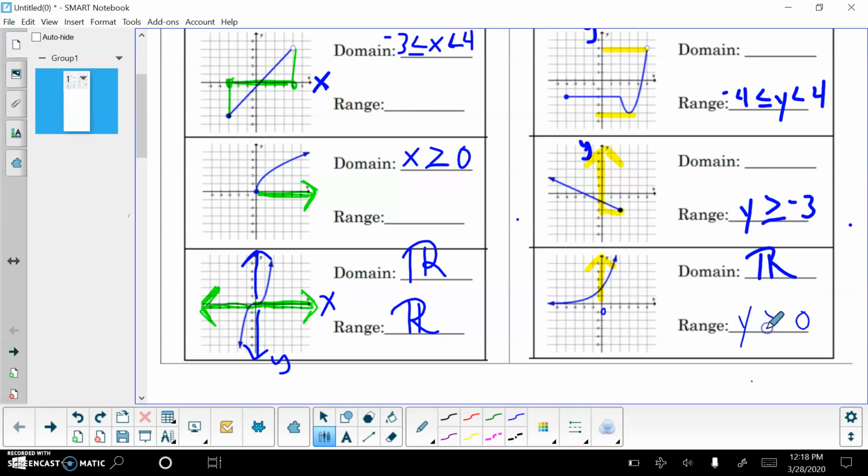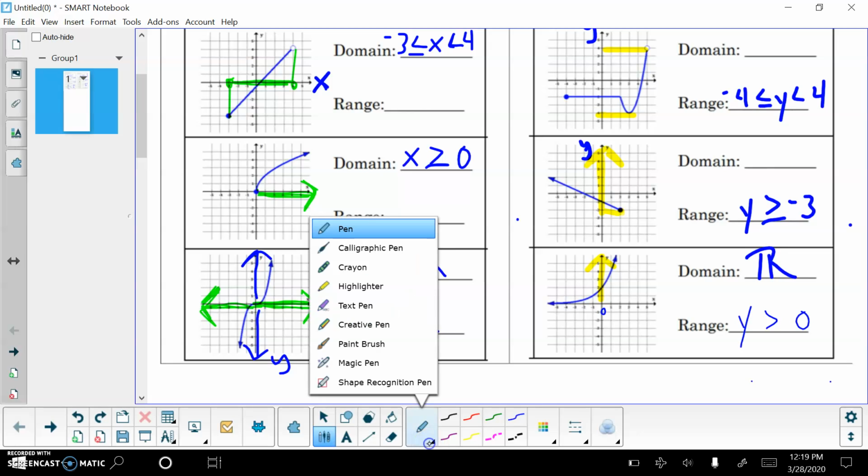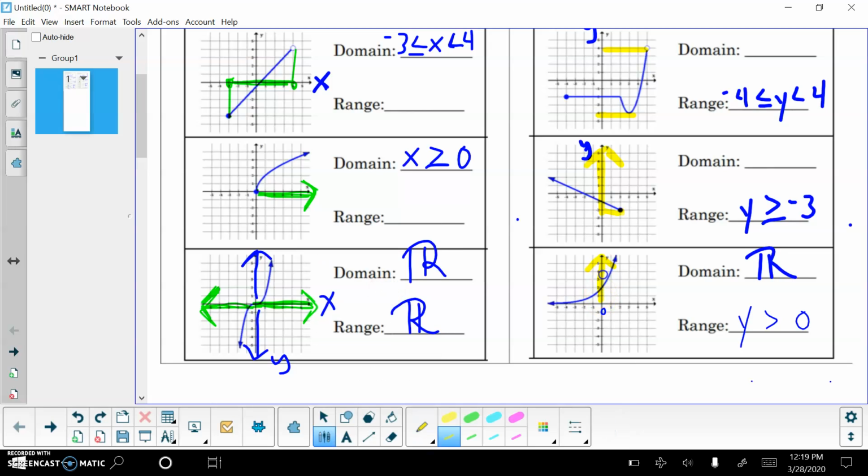So we're going to do greater than. Since it doesn't ever actually get to touch the x-axis, I'm not going to underline it because it does not include 0. It's just everything greater than y equals 0. So it's everything up and above the x-axis up here.